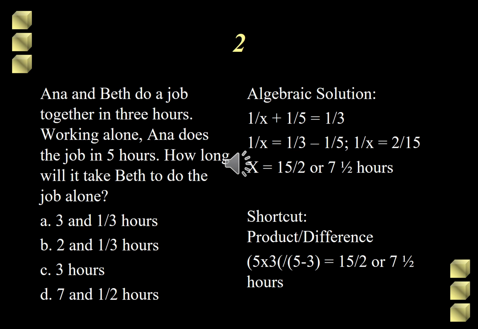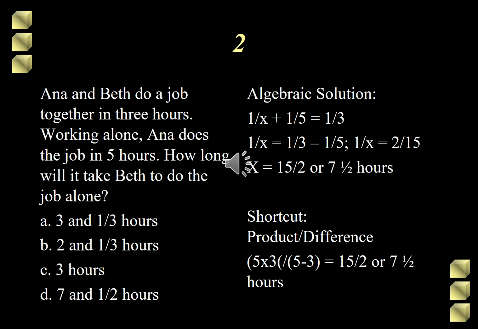If I have to solve it algebraically, I'll get one part of Beth's work, that's 1 over x, plus a part of Anna's work, that's 1 over 5, since 5 hours is the time of Anna doing the job alone. That's equal to 1/3, or one part of the job when they do it together. So again, the equation would be 1 over x plus 1/5 is equal to 1/3.